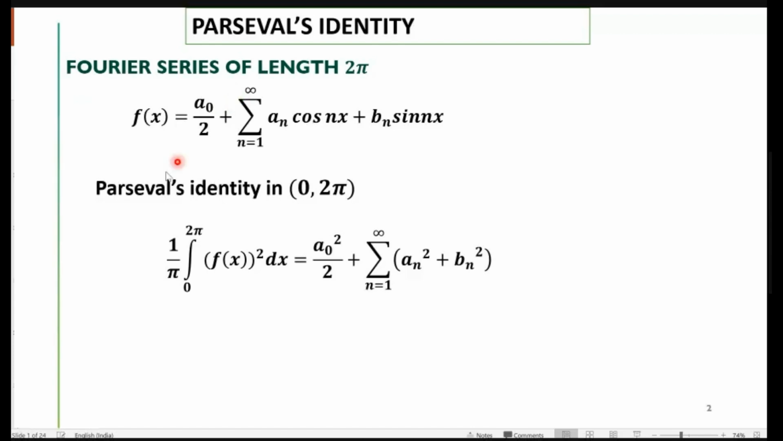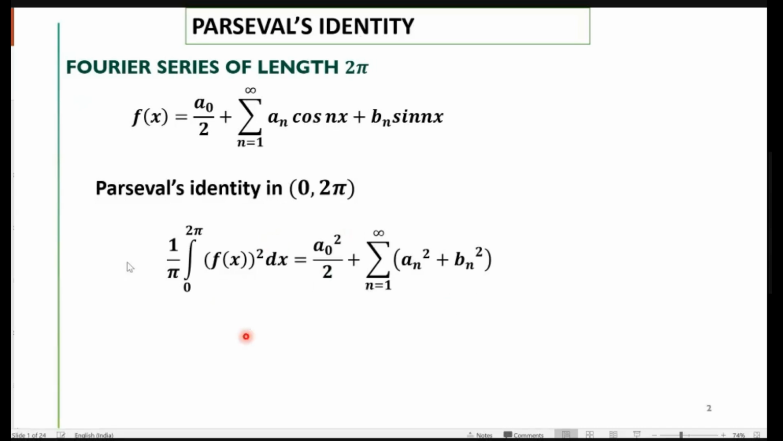That way, if you write each one, we will get a0 squared by 2 plus summation an squared plus bn squared. So how am I getting this Parseval's identity? You multiply throughout by f of x and take the integration from 0 to 2 pi. Here you will get integration of f of x dx, which is pi into a0. Here it will be integration of f of x into cos nx, that is an into pi. Then integration of f of x sin nx is bn into pi. Again pi is taken over here, and we will get 1 by pi integral 0 to 2 pi f of x the whole square dx is equal to.